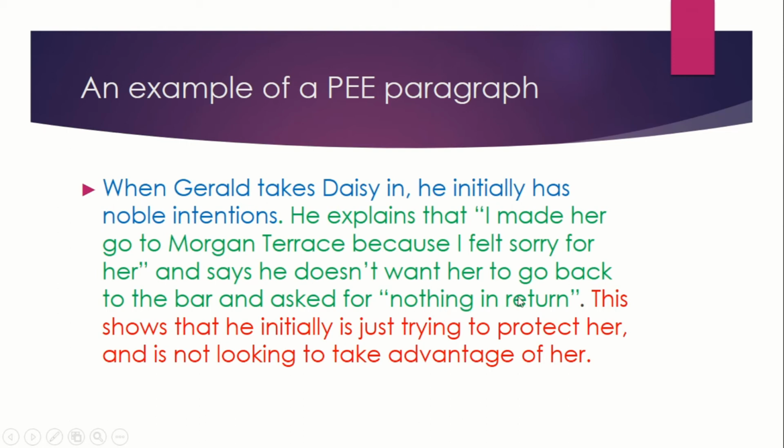And then I need, in the red bit, to explain, don't I? So this shows that he initially is just trying to protect her and is not looking to take advantage of her. So there you go. Point, evidence, explain. The bit in red explains how the bit in green proves the bit in blue to be true.